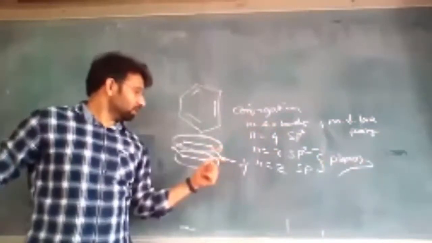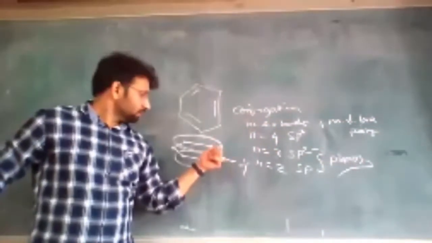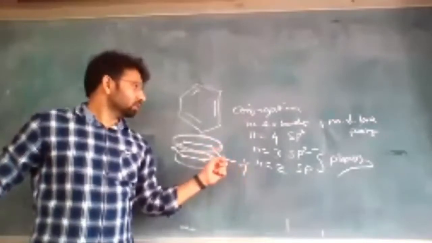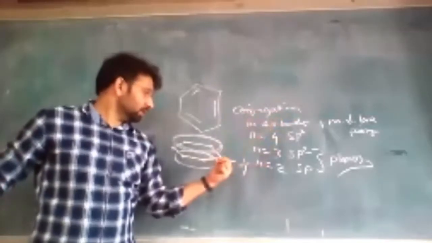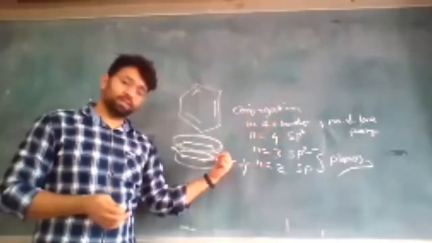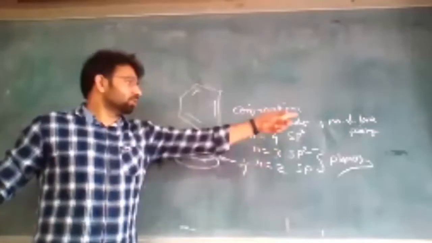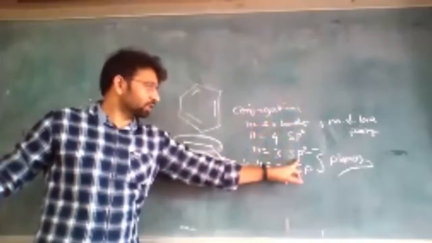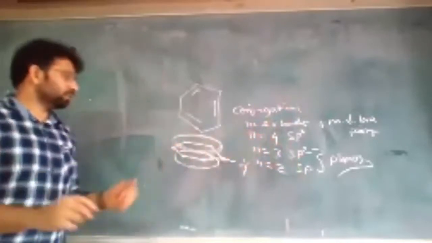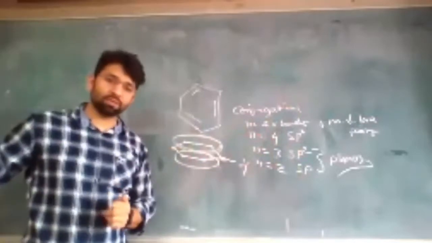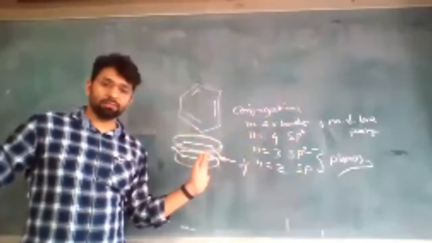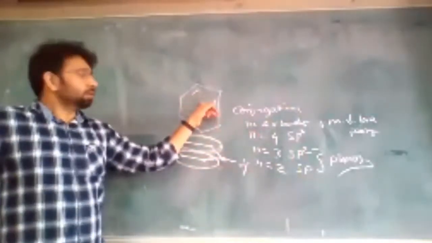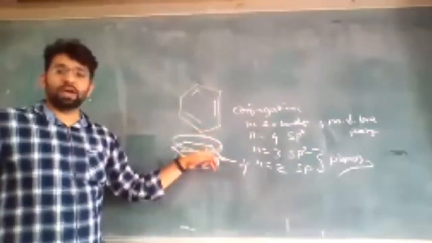See, how many sigma bonds are there at this carbon? This is CC, CC, and CH. So these three sigma bonds are there, so n is equal to 3. There is no lone pair at this carbon, so that is 0. So 3 plus 0 is equal to 3, and the corresponding hybridization is sp2, and because of that benzene is planar in nature. Are you getting this hybridization? Yes, sir. So benzene has a planar structure because of its hybridization.